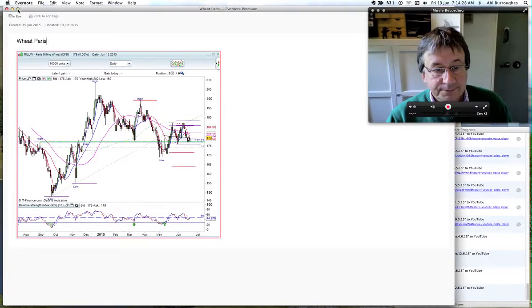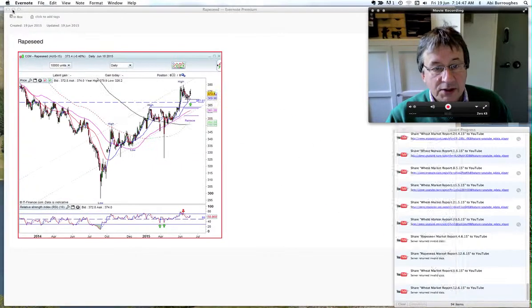And here we are. This is the Paris wheat, and you can see here a similar picture to the UK. We've got falling highs, and we've got higher lows. So we're in a sort of range bound market. Same there. Find support at 177.